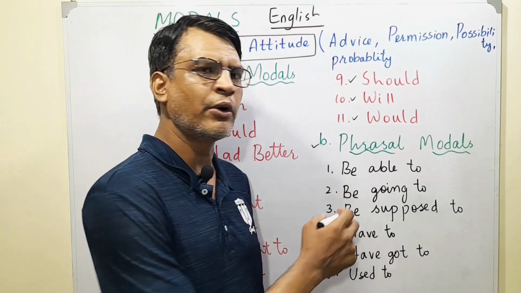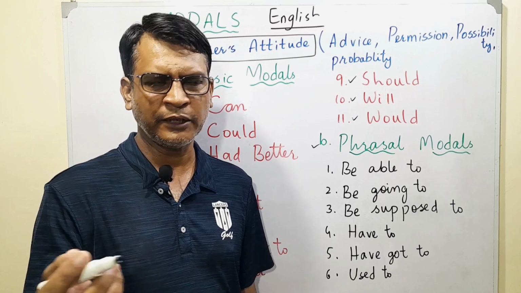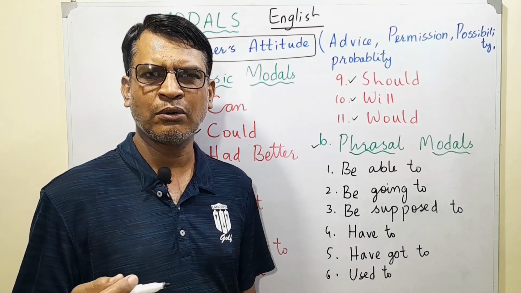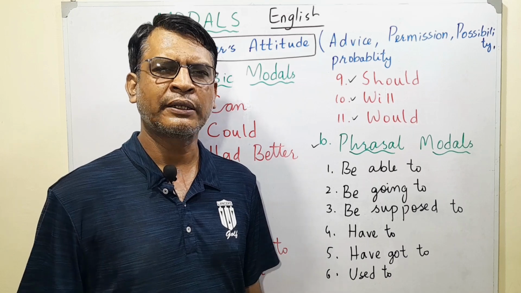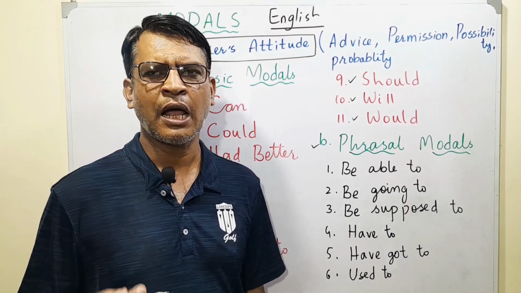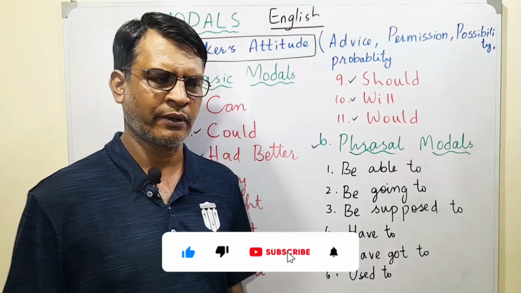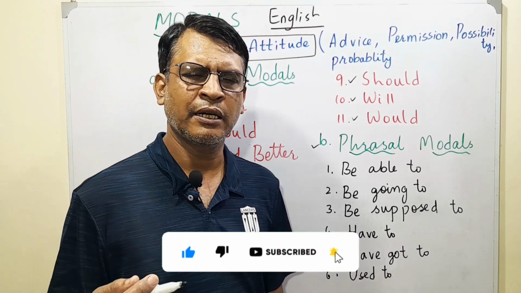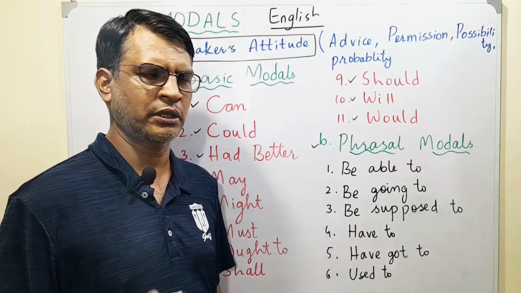Then we have be going to. Be able to talks about the ability. Be going to talks about future, thing that you want to do. There is an intention that is involved into it. So for example, I say that I'm going to meet my friend after this lesson. Okay. So this is an intention, that is a possibility in the future that you are talking about.